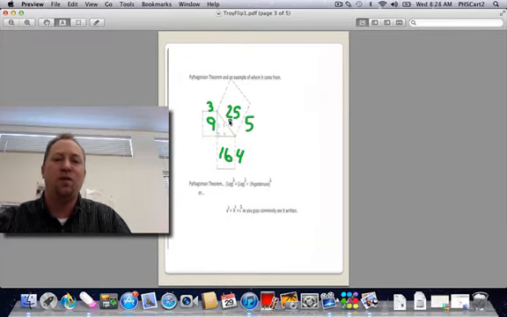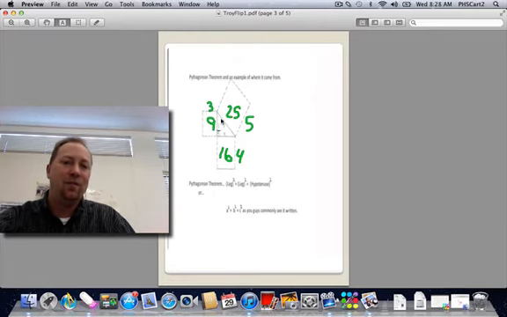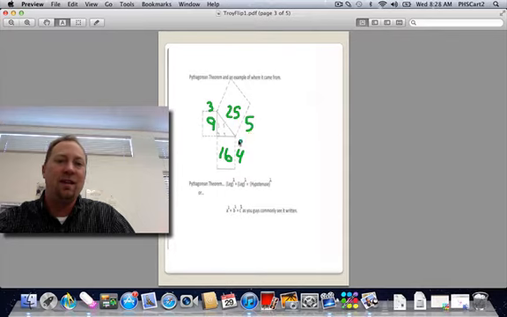Hopefully at some point in your math career you've seen this exact same presentation of how this was developed. When you look at that, if you have a right triangle, you're always going to have the same thing happen. The area of the two squares that are off of the legs is going to equal what you have off of your hypotenuse.